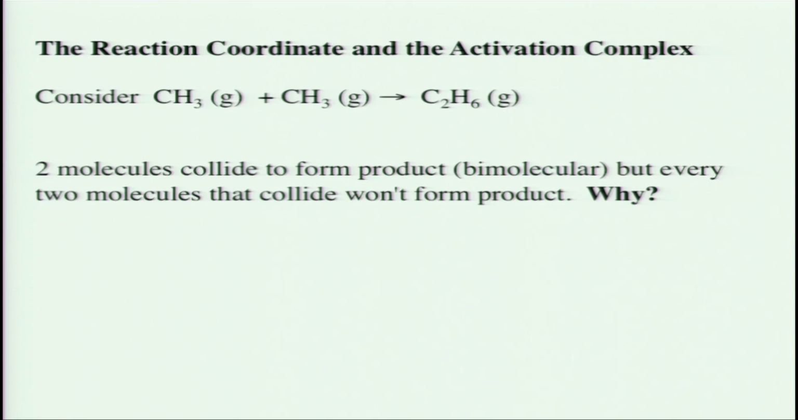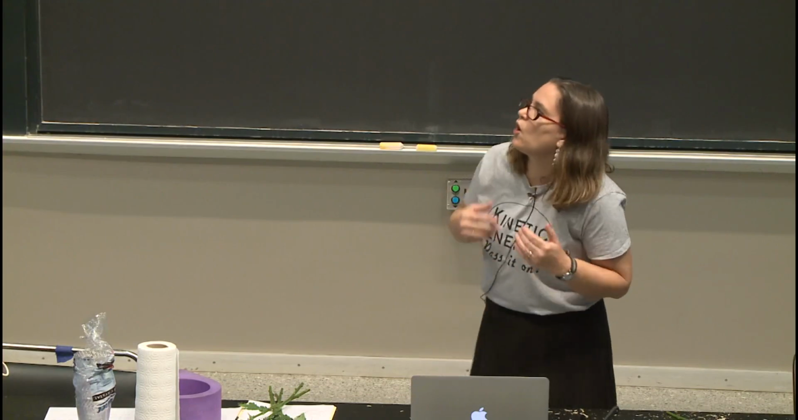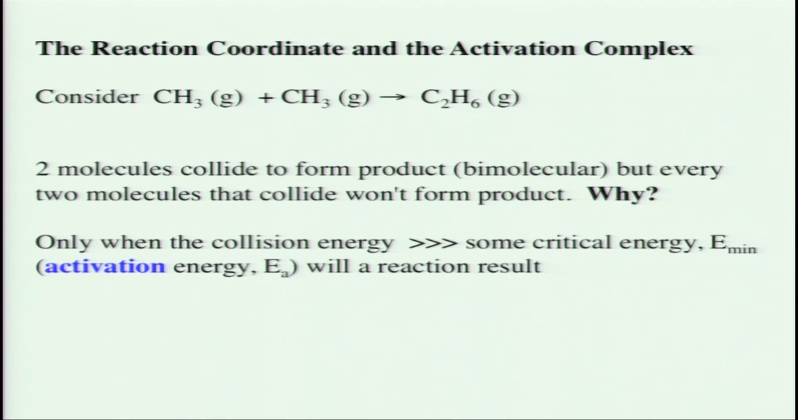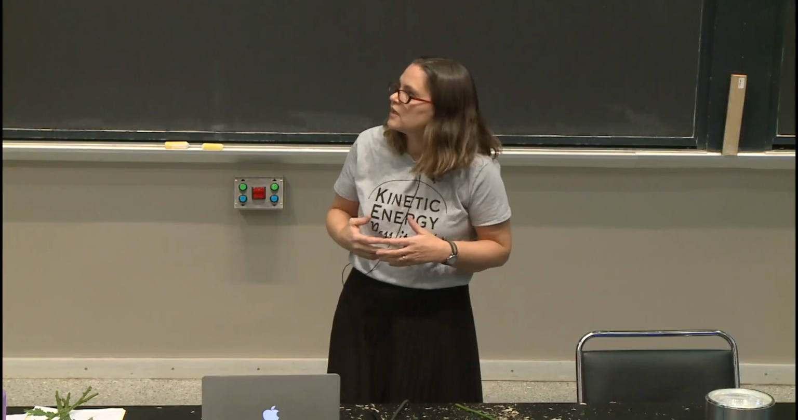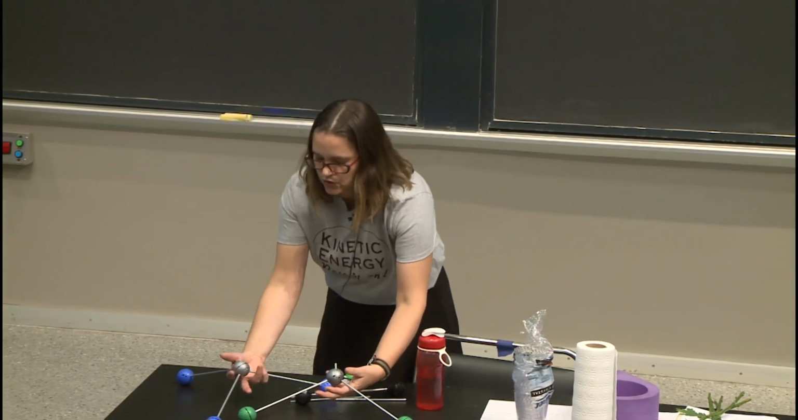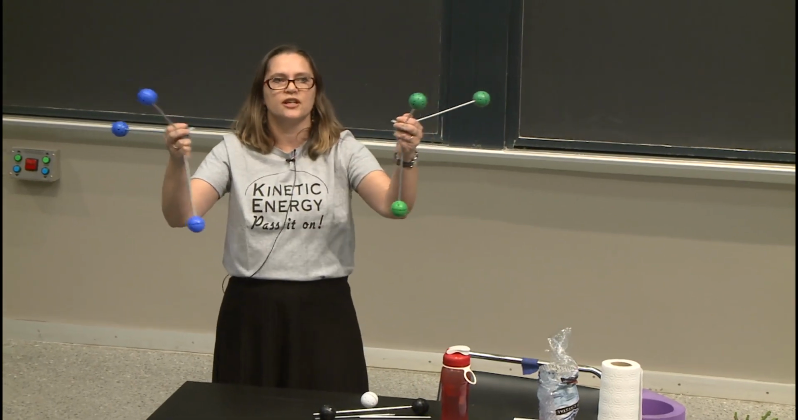But every time those two molecules come together, they're not necessarily going to form product. Why? Only when that collision energy is greater than some critical energy, which is sometimes called E min, the minimum energy to get this reaction to go, or, as I like to call it, the activation energy, EA, that's what we've been talking about, our activation energy, will you get a reaction. So those two things coming together need to have a critical energy for them to react.